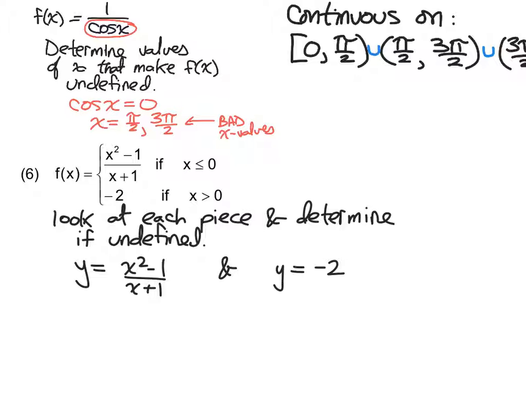But the other one, there is a value of x that'll make this denominator equal to 0. What's that value? Negative 1. So it's undefined if x equals negative 1. So this is a bad number.